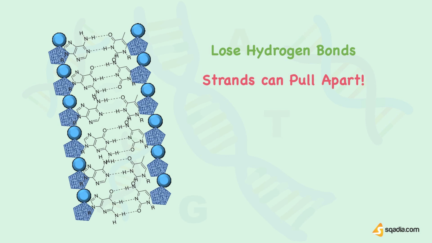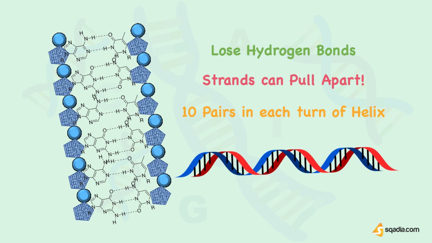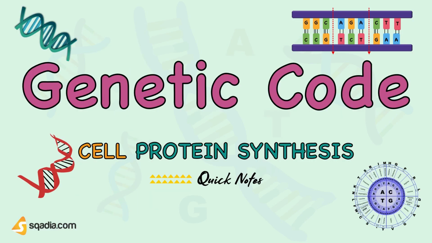An important point to remember is that 10 pairs of nucleotides are present in each full turn of the helix in the DNA molecule. This was all about the nucleotides. Next up is the genetic code. So, stick around.